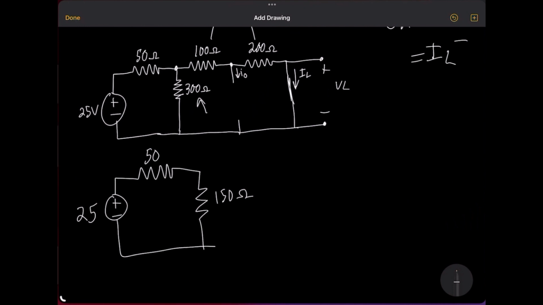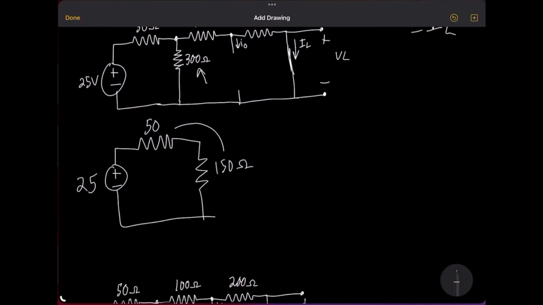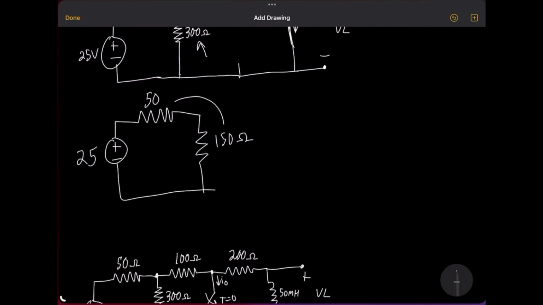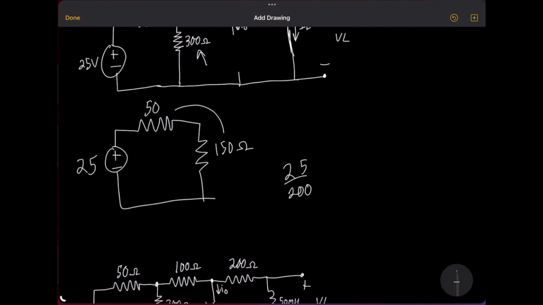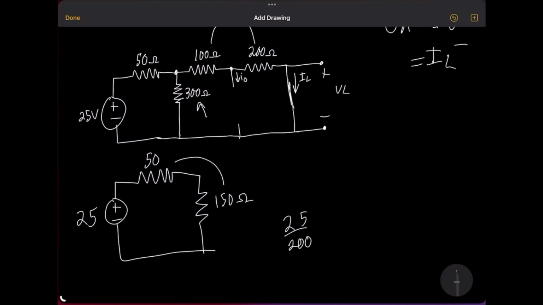Nice. Okay. So, excuse me. All right, so these are in series. So we'll get total resistance as 200, 25 over 200. That'll give us the initial current going through. 0.125. Okay. And now we have some current division going on here.